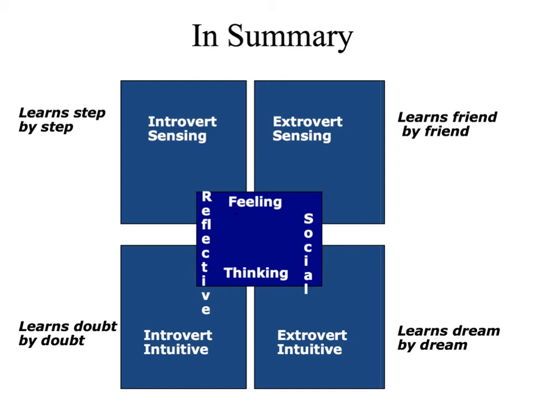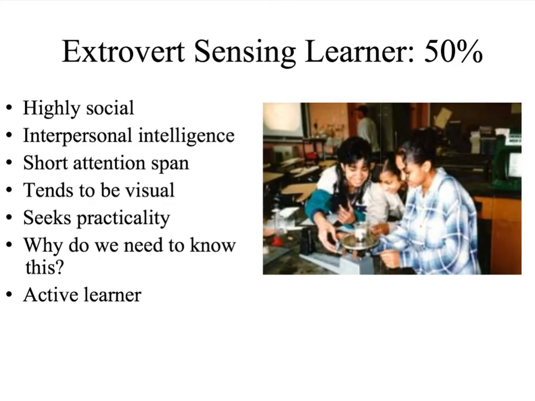So if you look at this graphic organizer, you'll see 4 different quadrants, and each quadrant really is a different combination of these 2 ranges, feeling to thinking and social versus reflective. So let's talk about each of these 4 quadrants, because that's really what's going to help you understand these 4 different learning styles according to Myers-Briggs.